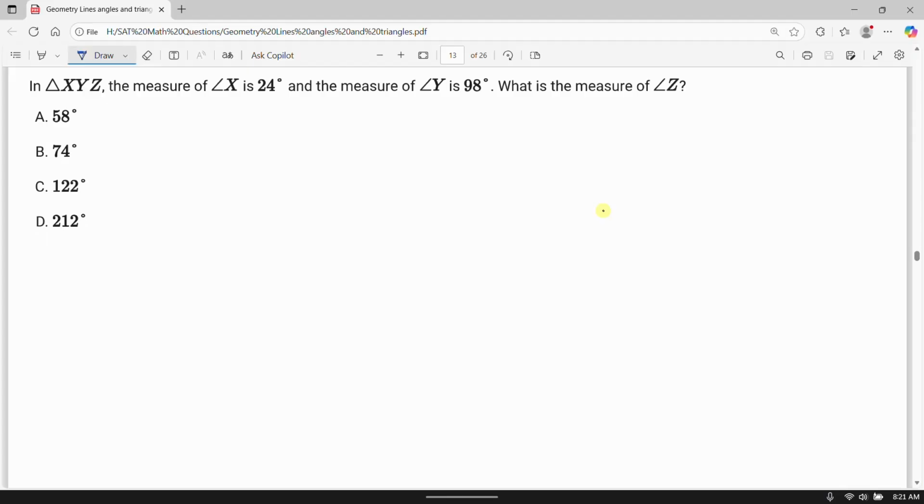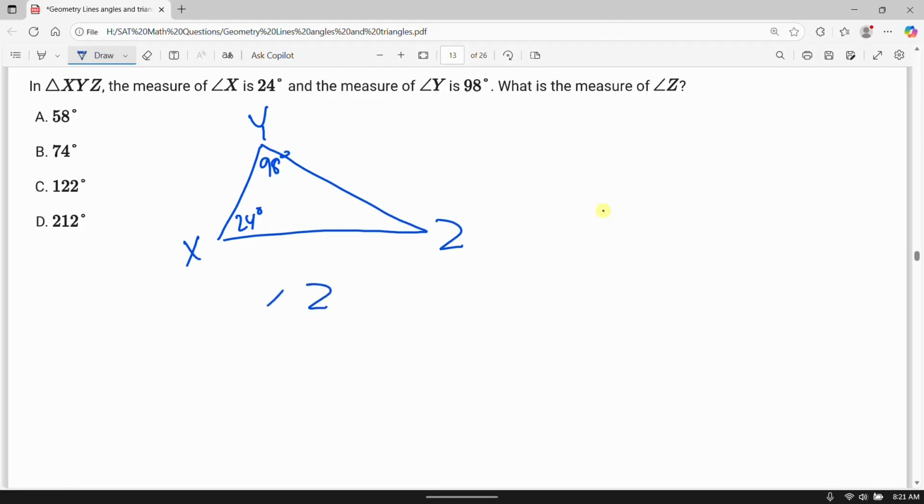I just sketch a triangle XYZ. So now I can see what I'm dealing with. And now I'm going to label my angle X 24 degrees and angle Y is 98. So angle Z is just going to be 180 minus (98 plus 24).